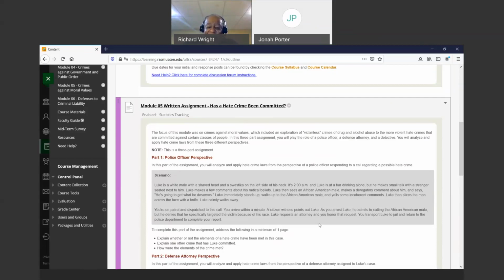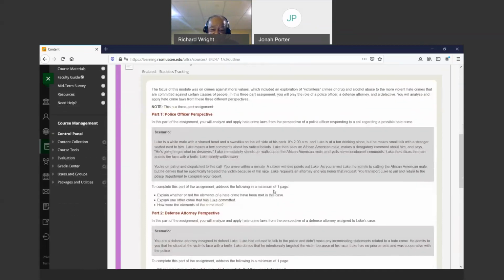So the part 1: analyze and apply hate crimes from the perspective of a police officer. And you're going to look at this scenario, and it's going to be a minimum of 1 page. You see that?